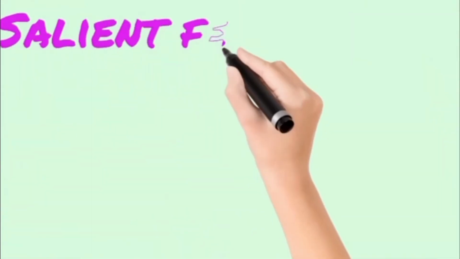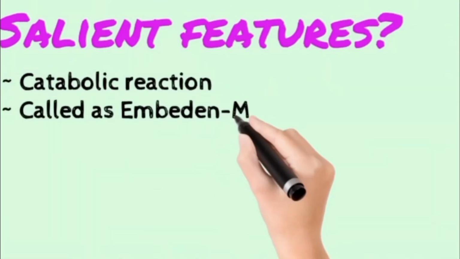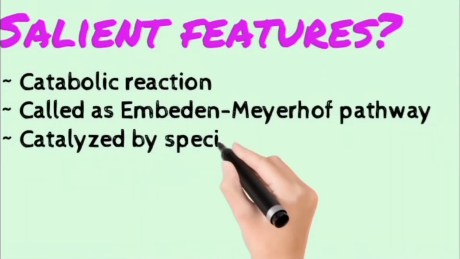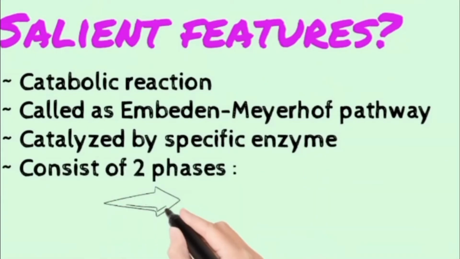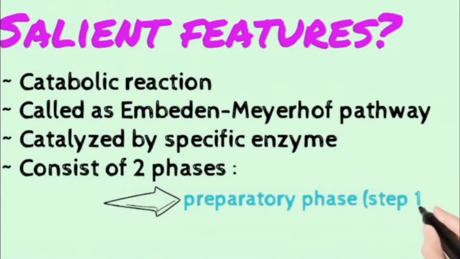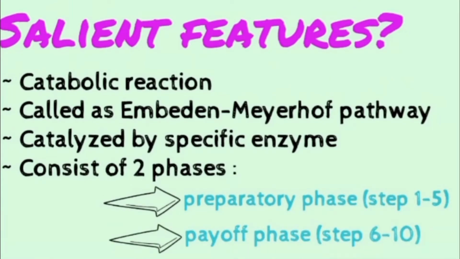So what are the salient features shown by glycolysis? Well, firstly, it is a catabolic reaction, called the Embden-Meyerhof pathway, catalyzed by specific enzymes, and consists of two phases. The first one is the preparatory phase and the second one is the payoff phase.